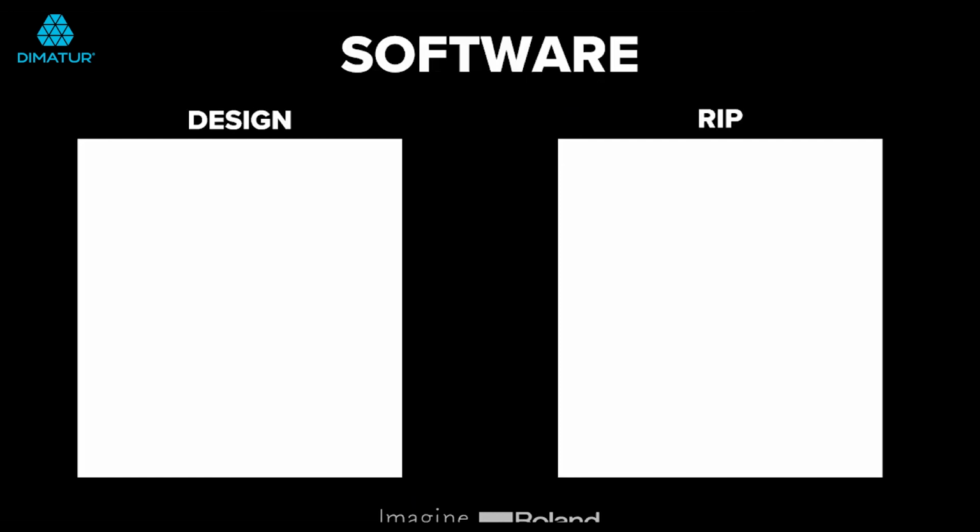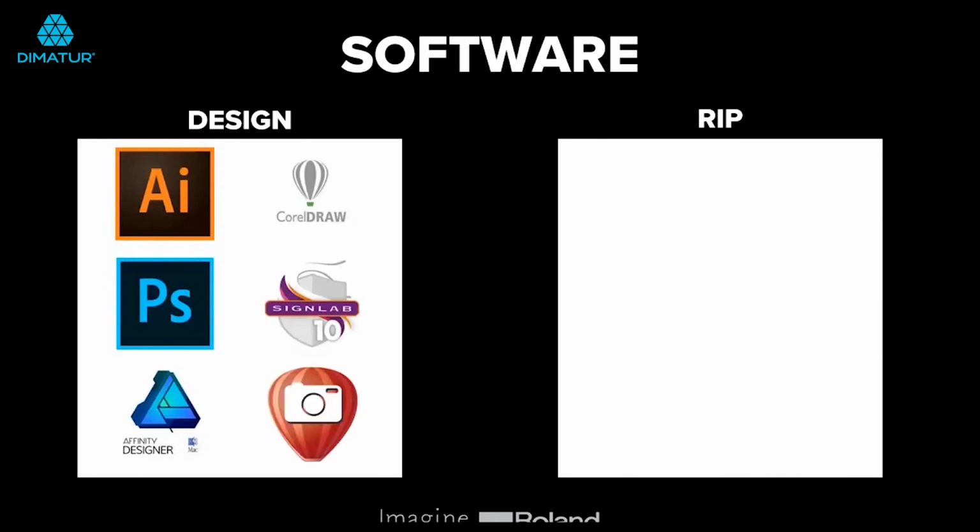When it comes to design software and RIP software, there are a lot of different options out there. Design software includes things like Adobe Illustrator and Photoshop. We've got CorelDRAW and Corel Paint pictured on here. We've also got SignLab and a newer program called Affinity Designer. And there's no right or wrong really when it comes to design programs. It's whatever you're comfortable with using, whatever's most affordable to you. For example, a lot of people choose to use Illustrator because it's on a monthly subscription, whereas others prefer to buy something like CorelDRAW or Affinity because you pay up front, you know what you've paid, and that's your cost for that particular product.